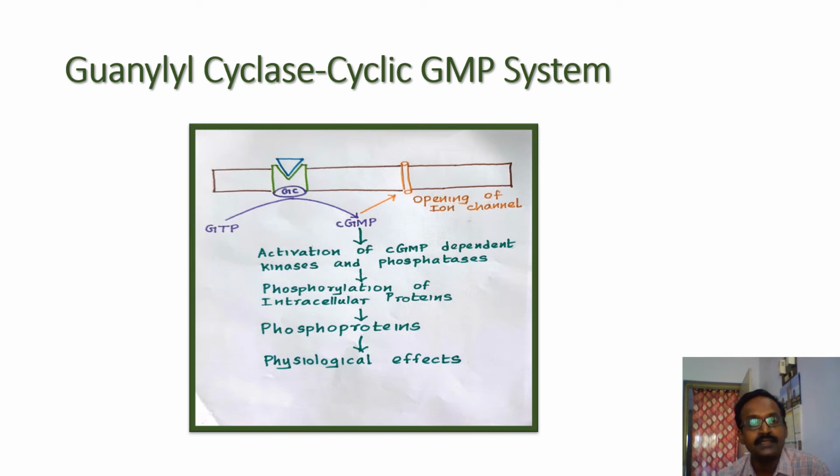Guanylyl cyclase cyclic GMP system. When the hormone binds with the receptors, it activates the submembrane enzyme guanylyl cyclase. It converts the guanosine triphosphate to the cyclic guanosine monophosphate. It activates the cyclic GMP dependent kinases and phosphatase, phosphorylation of the intracellular protein, producing the various phosphoproteins and the physiological effects.